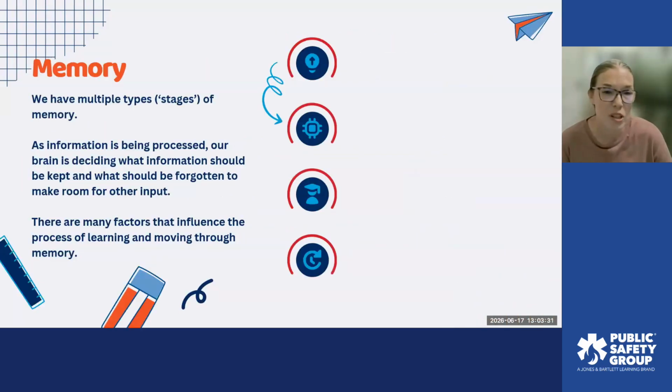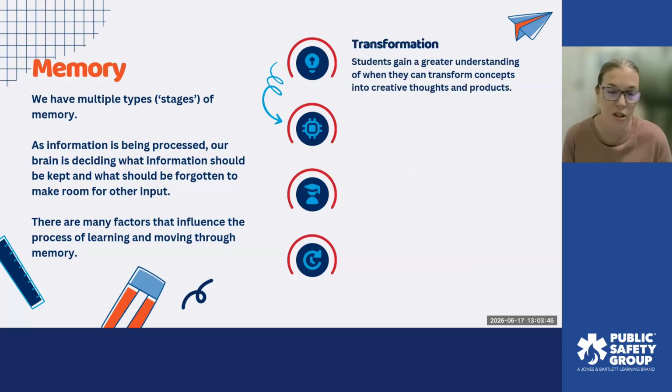Some other things that are really important to know about how the brain learns and commits things to memory. There are multiple different things that affect our learning as it goes through these stages of memory. So one of the first things is transformation. Students actually gain a greater understanding of content and concepts when they can take them and then turn them into something creative or turn them into a project or a product. Rather than just memorizing foundational knowledge, them actually doing something creative with it and learning to apply it is what helps them transform it to be useful to them later.